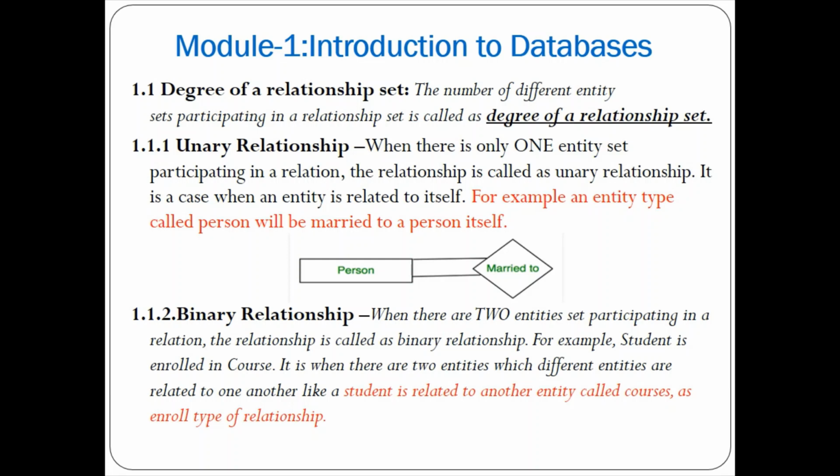Another example is, here person is one entity and its relationship is married to. So, a person can marry another person. This is another example of a unary relationship.